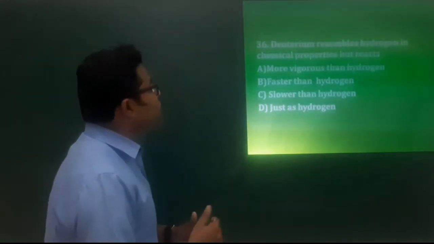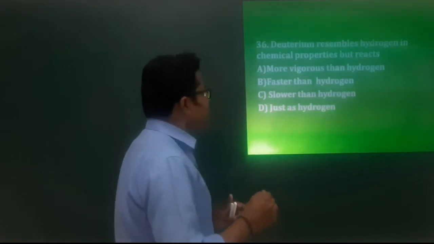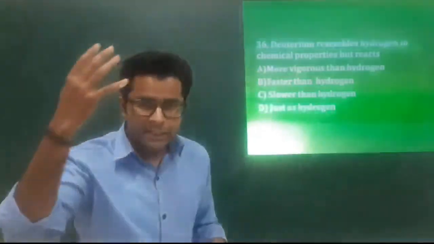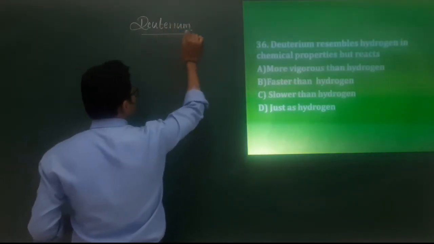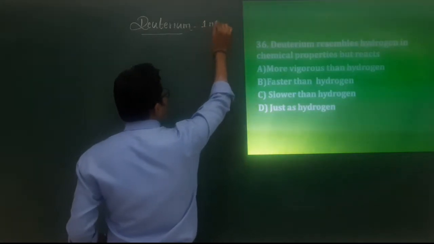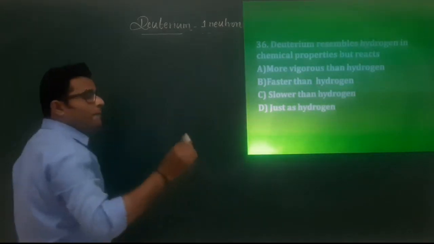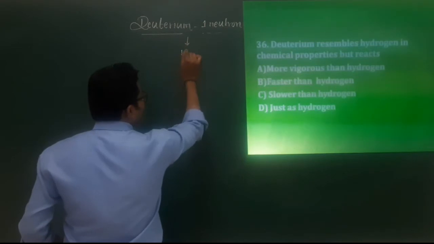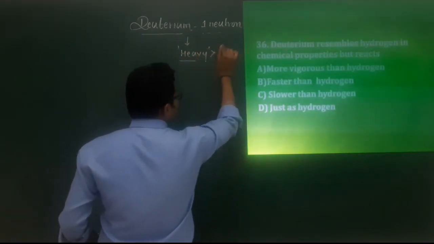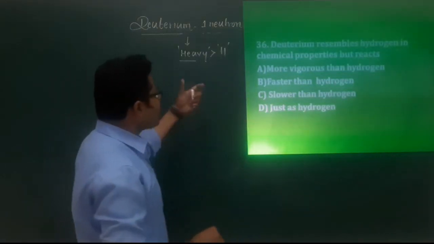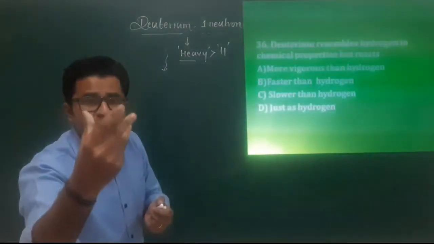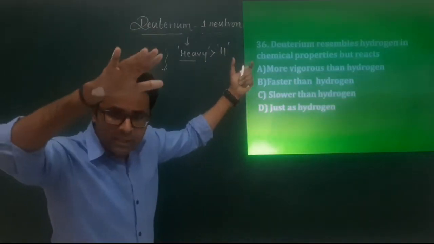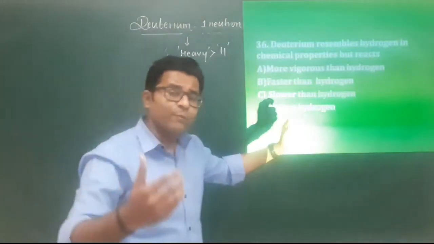Moving forward with question number 36. Deuterium resembles hydrogen in chemical properties but reacts... Now, they are asking us about the reactivity of deuterium compared with simple hydrogen. Remember, deuterium, which is an isotope of hydrogen, has one neutron. The presence of one neutron makes it heavier when we compare it to simple hydrogen. Due to this, it has lower frequencies of vibration. It cannot vibrate much faster when compared to hydrogen. As the vibrations are lower, its reactivity is also lowered, so it has a direct influence on the reactivity.